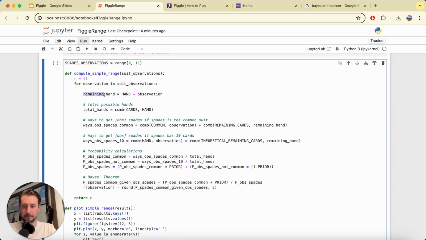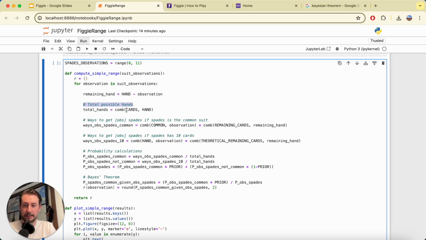We're going to see, okay, what is the remaining hand that I have? The remaining hand is the number of available cards in this hand when I remove the observation. And to compute these probabilities, first I'm going to need to know all of the possible hands. What are all of the combinations that I could come up with for the hand that I have?